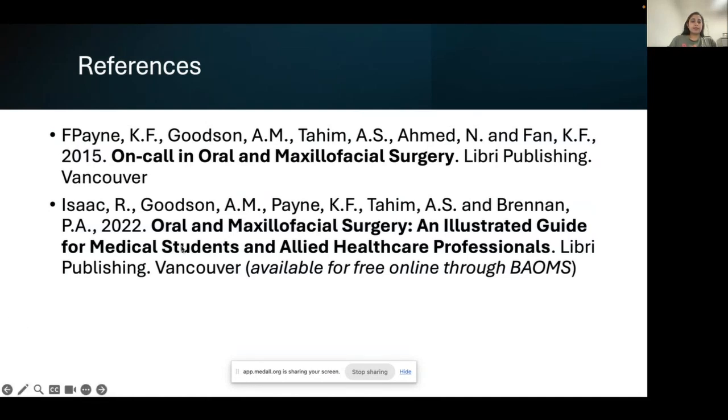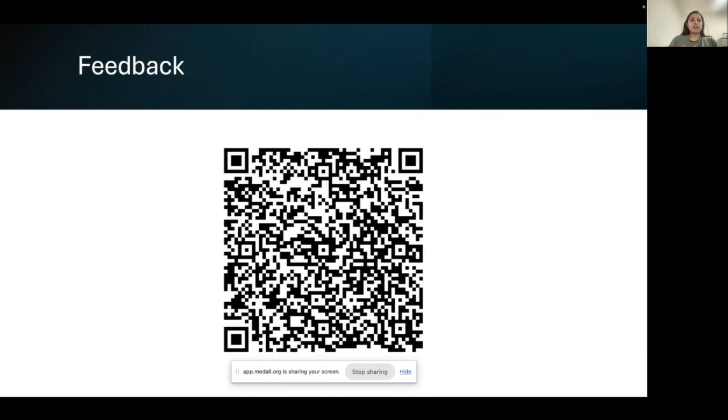So I think I mentioned these references in my last few lectures, but I was just going to say this second one is a really good book, and it's MaxVax, but for medical students and medical professionals, and it's available for free online, and it's really good. It summarizes everything really nicely.